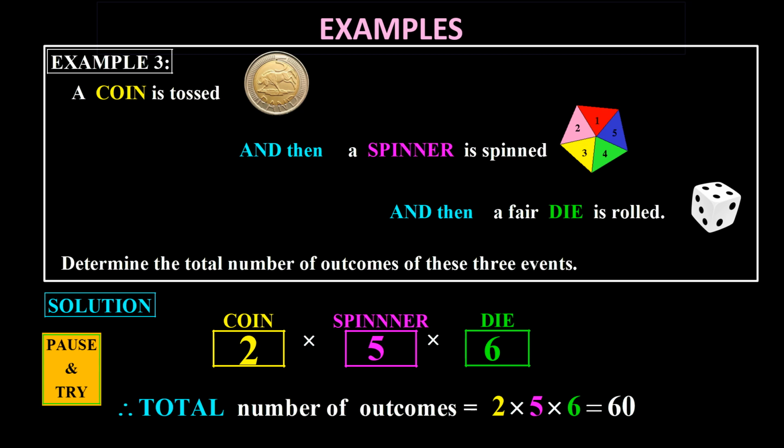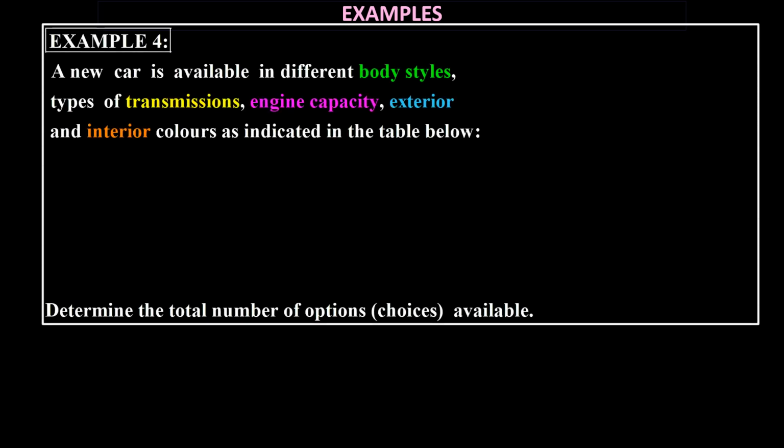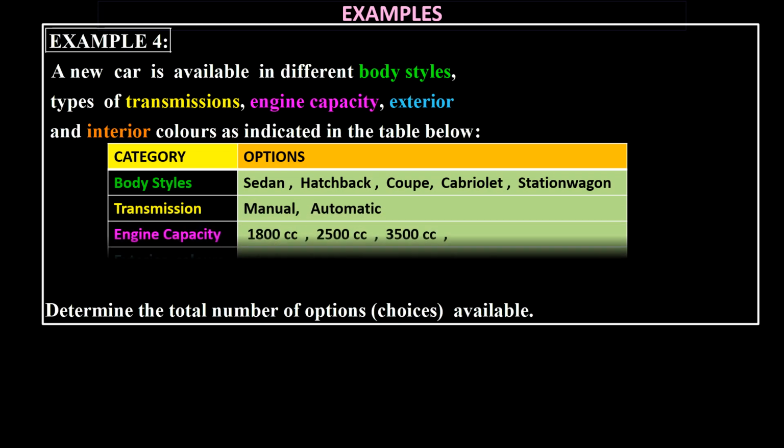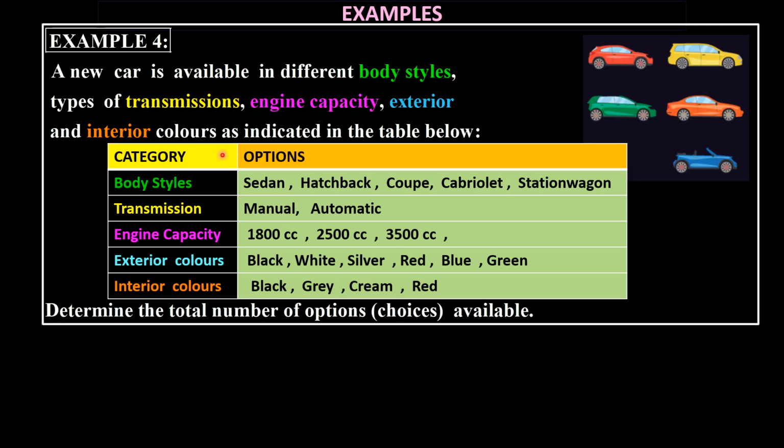So we're going to look at another one for you to try as well. Now let's look at another one for you to apply the fundamental counting principle. A new car is available in different body styles, different transmissions, engine capacities, and exterior and interior colors, and all of this is tabulated here. We can see there we have body styles: the cabriolet, the station wagon, the hatchback, the sedan, etc. We want to determine the total number of options or choices available based on this information.